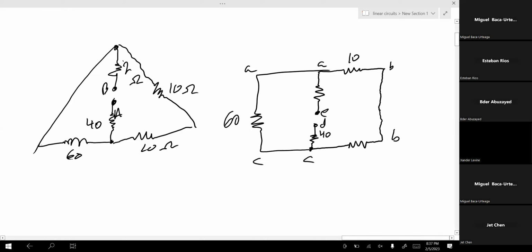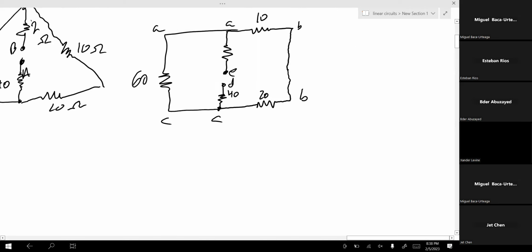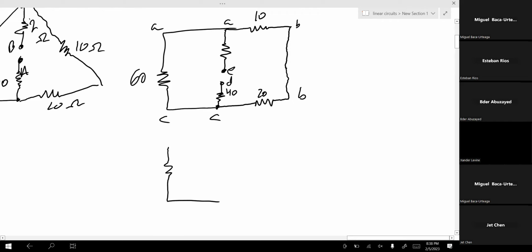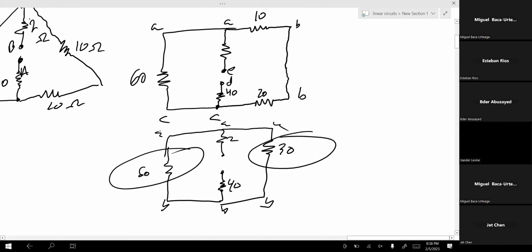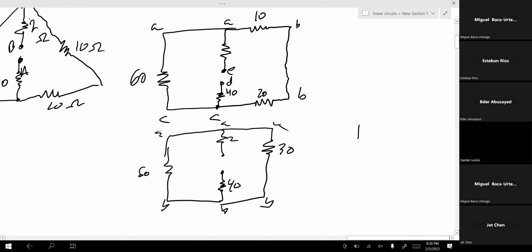So this 10 ohm and this 20 ohm resistor are both in series. So time to redraw. So this is going to be 30. This is going to be 2, 40, and then 60. Now, if we label our nodes again, A, and then B, B, B, we see these two resistors here are both in parallel. So we're going to have 1 over R equivalent equals 1 over 60 plus 1 over 30.